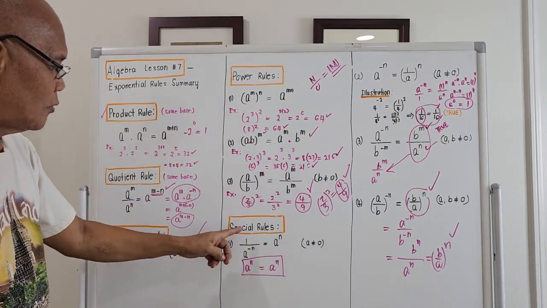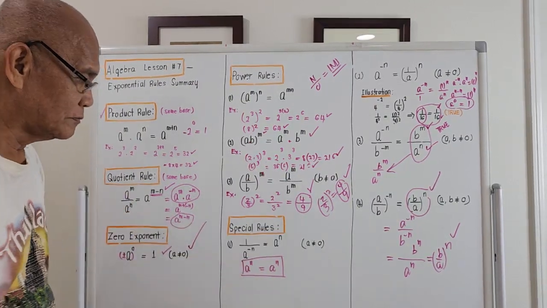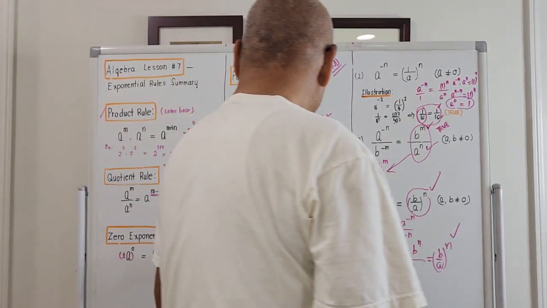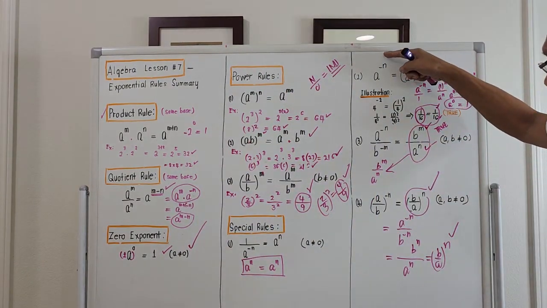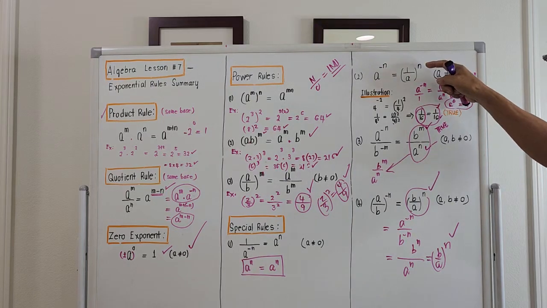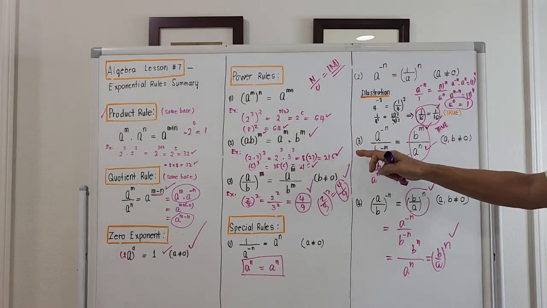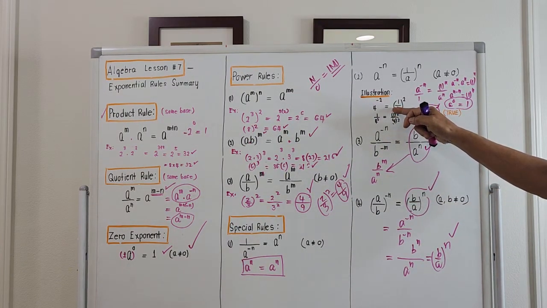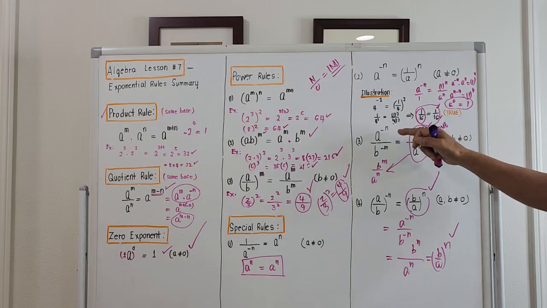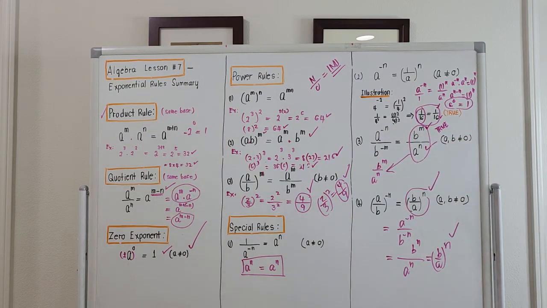Special rules. 1 over a raised to minus n is equal to a to the n. It's just the reciprocal. And a to the minus n should be 1 over a raised to the positive n. Number 3, a to the minus n over b to the minus m. You just transfer this one down, you just transfer this one up, so what will come out will be b to the m over a to the n.